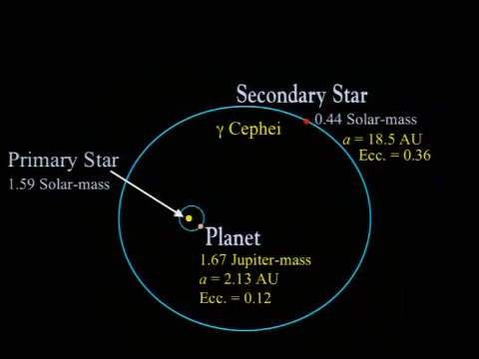This is a cartoon of how Gamma Cephei is. The planet is very close to the primary star. The primary star is a K4 subgiant. The secondary is an M dwarf, of 0.44 solar mass. The separation is about 19 AU with eccentricity of 0.36. The planet is at 2.1 AU and with eccentricity of 0.1.